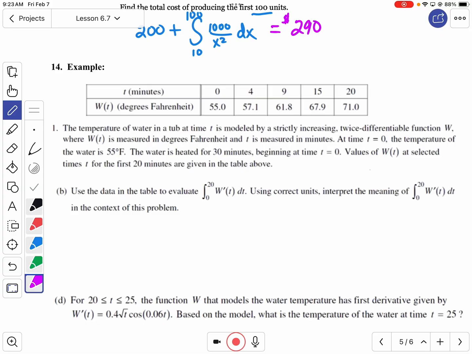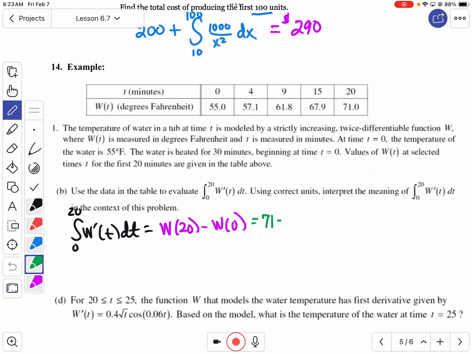And this is where an actual released free response question comes in. So let's talk about evaluating the data using the table. The integral from 0 to 20 of W prime t dt says I need the actual function since I started with the rate of change. So I would need W at 20 minus W at 0. Are those values in my table? Yes. So 71 minus 55 would give me 16.